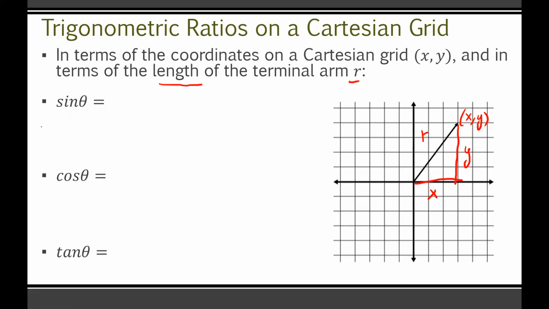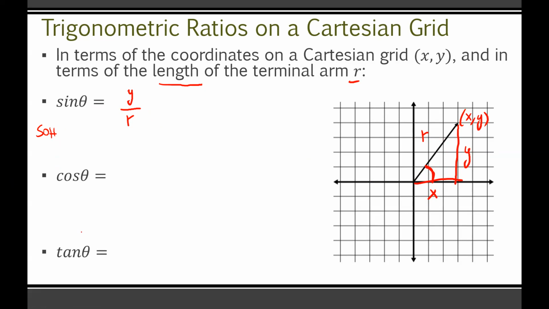Well, just remember, in SOHCAHTOA, sine is the SOH part. So that's opposite over hypotenuse. If you're looking at this angle, remember our angle is just down here, the opposite side would be y, and the hypotenuse would be r. So we can say sine of theta is opposite over hypotenuse, which in this case would be y over r. Again, looking at where our angle is, opposite is y, hypotenuse is r.